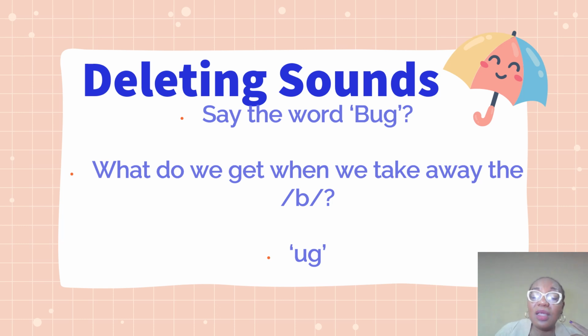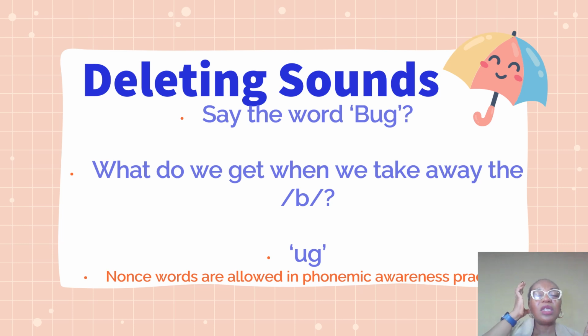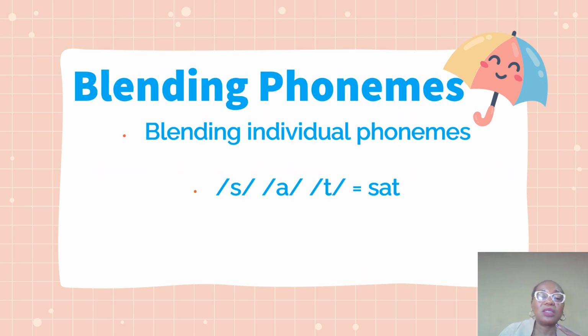You have ug, ug. That's what you have. Words that don't have a meaning are called nonce words, and they're perfectly allowed when you're practicing phonemic awareness. You can come up with a word that isn't really meaningful, but it still is good for phonemic awareness.